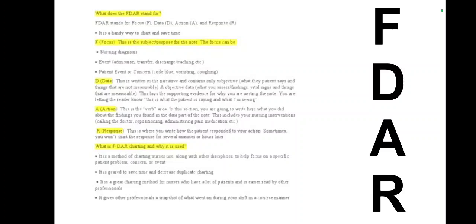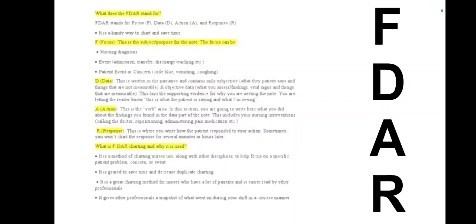Okay? So data is written in narrative form and contains subjective data, or what the patient says and the things that are not measurable, and objective data, what you assess and findings such as vital signs and things that are measurable. So data, from the word data, is either subjective or objective data. This lays the supporting evidence for why you are writing the notes. Example, code blue. So why? Vital signs: the patient is hypotensive, tachycardic, and tachypneic. Okay, so that's the reason why. So you have to put the specific evidence that supports the focus.